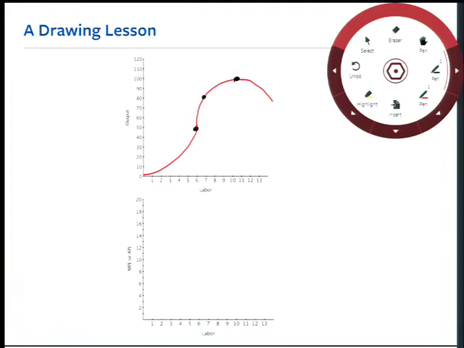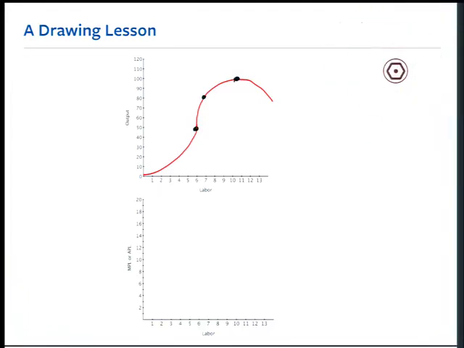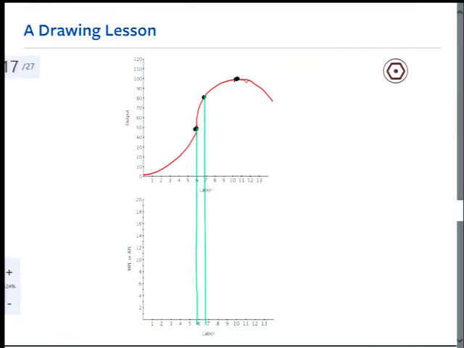So let's draw, and the easiest way to get that is to just draw lines straight down to this bottom graph right here. Here's one line. Here's the second line. They're a little bit close together, which isn't great, but here's the third line. So always start with average product first.